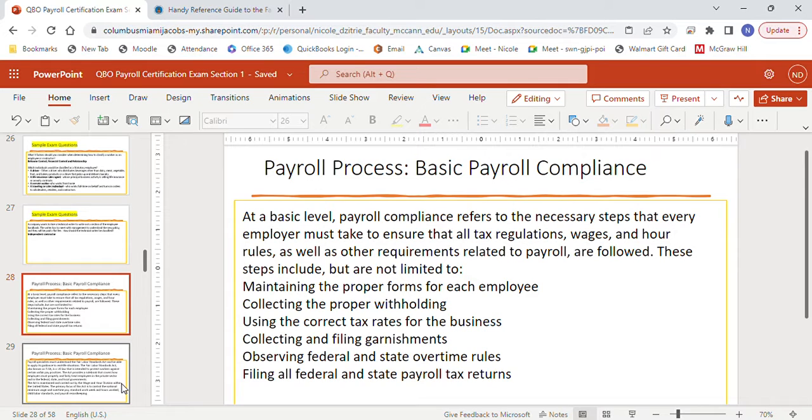Basic payroll compliance. At a basic level, payroll compliance refers to the necessary steps that every employer must take to ensure that all tax regulations, wages, and hour rules, as well as other requirements related to payroll, are followed. These steps include, but are not limited to, maintaining the proper forms for each employee, collecting the proper withholding, using the correct tax rates for the business, collecting and filing garnishments, observing federal and state overtime rules, and filing all federal and state payroll tax returns.